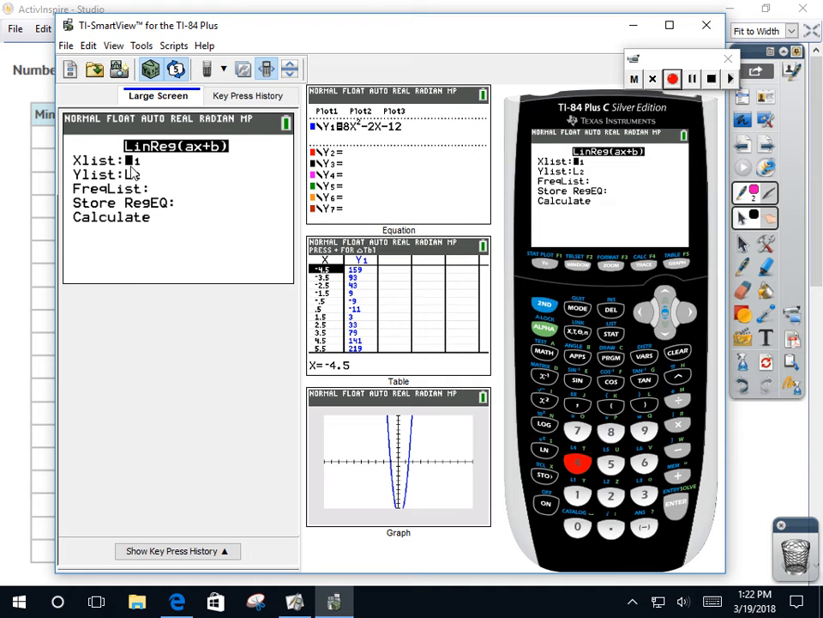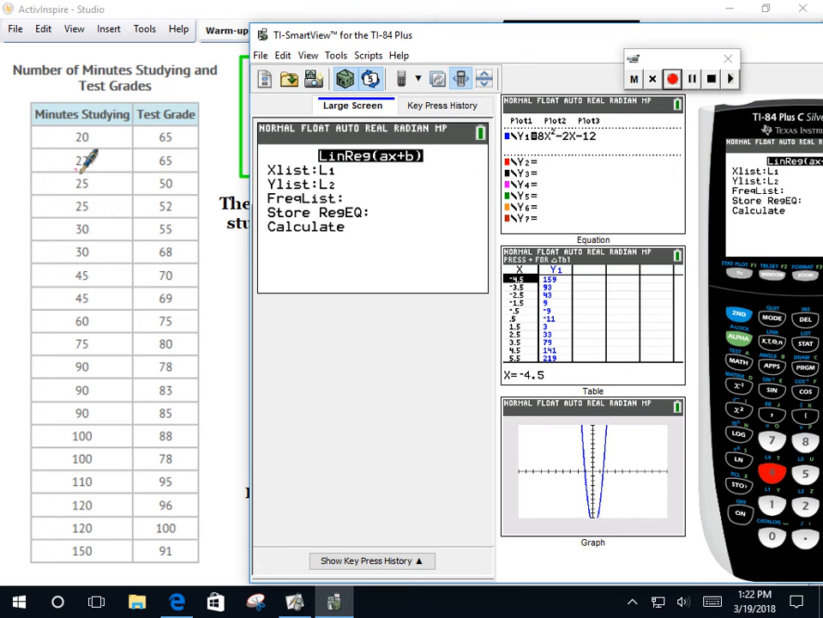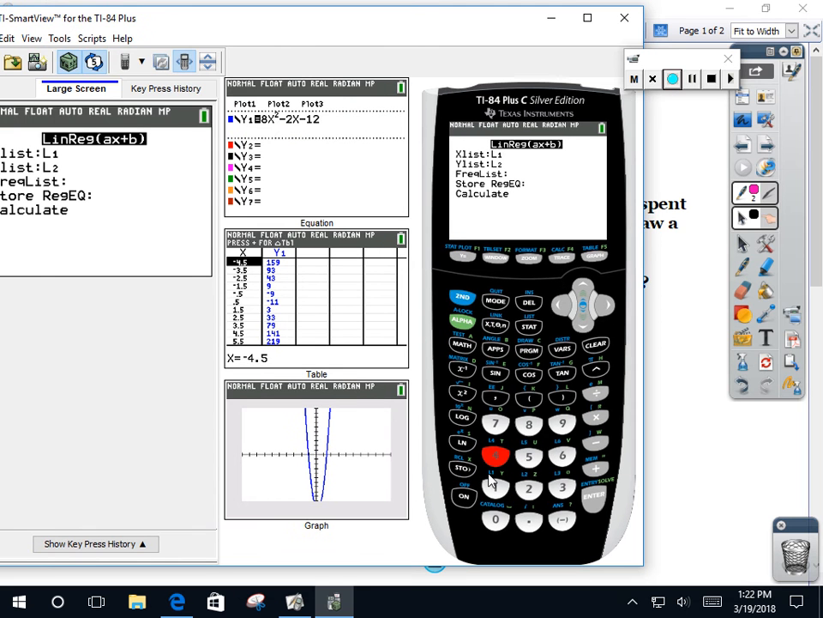And now you have to make sure that it shows L1 and L2, because didn't we type in this column in L1 and then this column in L2? So make sure your calculator shows that. L1 is right here above 1 and L2 is right there above 2, but to use them you have to hit second. And then you go down to calculate and press enter.